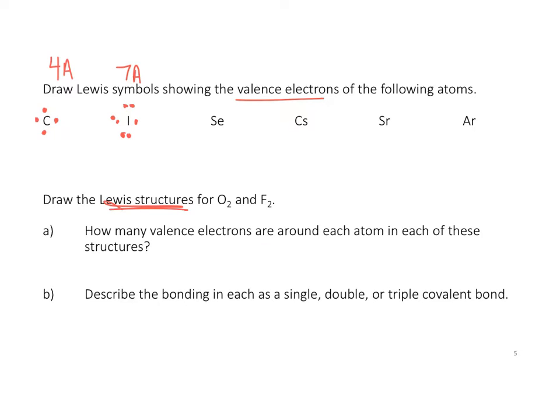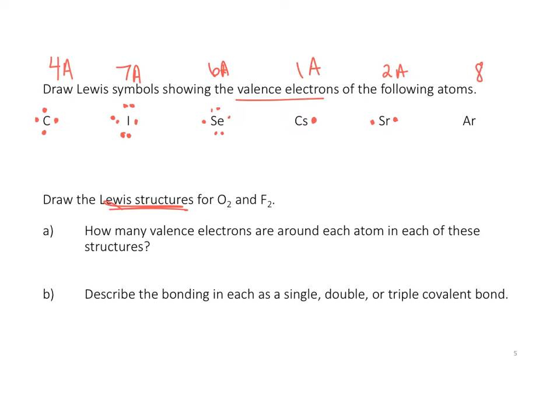Selenium is in group 6A. So 1, 2, 3, 4, 5, 6. You just kind of go around in 4 places. Cesium is group 1A, so it gets 1 valence electron. Strontium is 2A, so it gets 2.